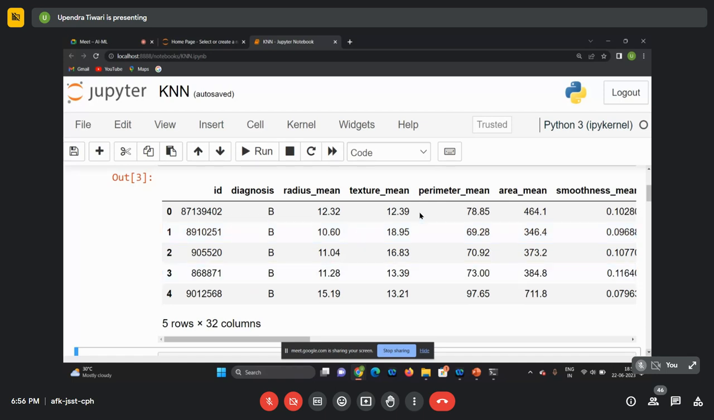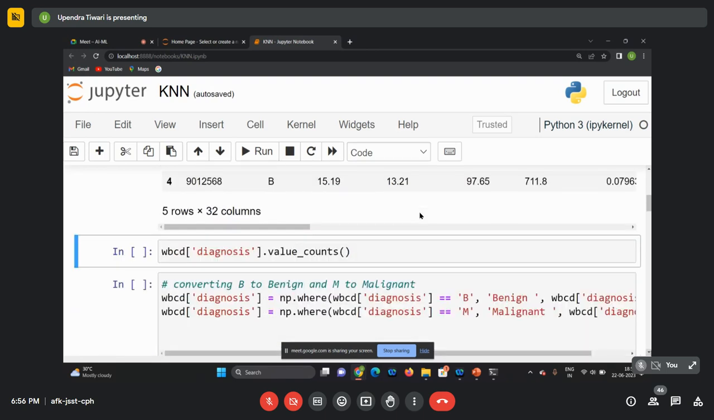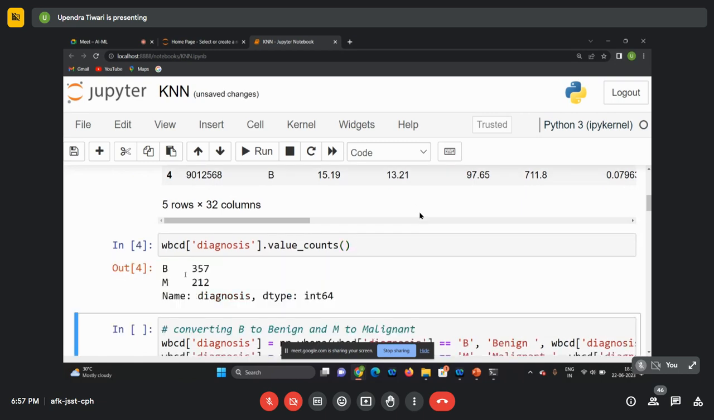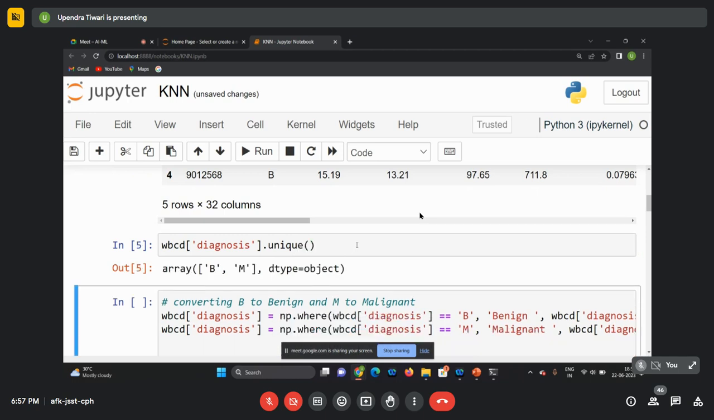So how many unique values are there in this diagnosis? Either you can use value_counts and it is saying benign and malignant, or you can call the unique function. It will tell you that there are two, benign and malignant.